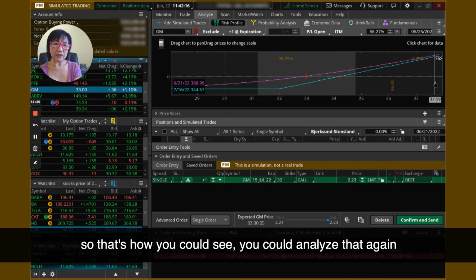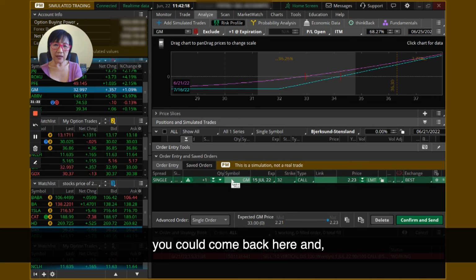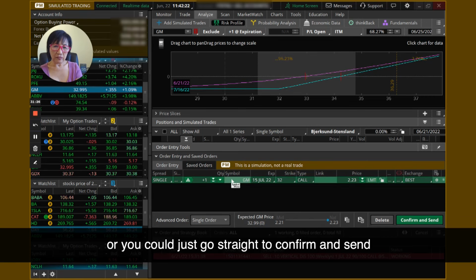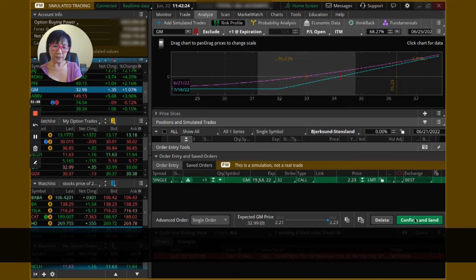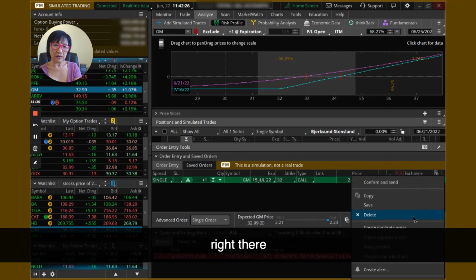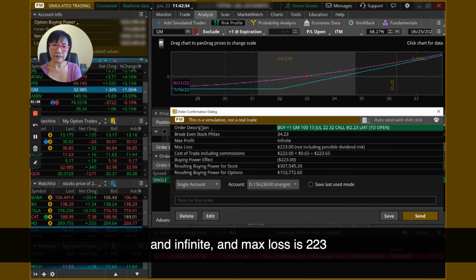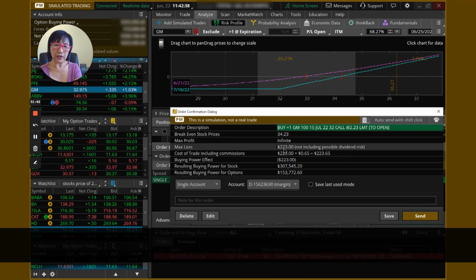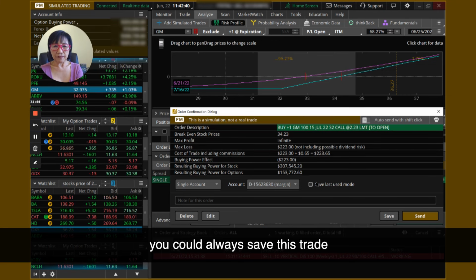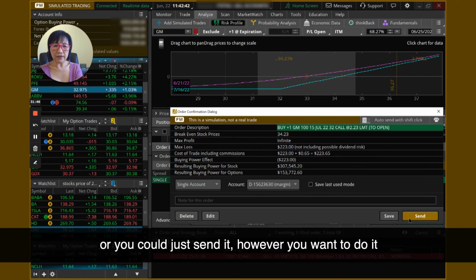So you could analyze that. Again, you could come back here, or you could just go straight to confirm and send. Right there. So 34.23, and there's 32.98. And infinite profit, and max loss is $223. So you could always save this trade, or you could just send it through, however you want to do it.